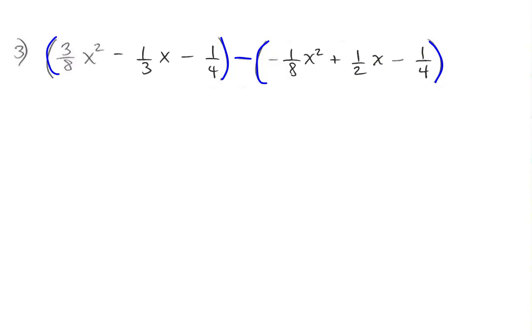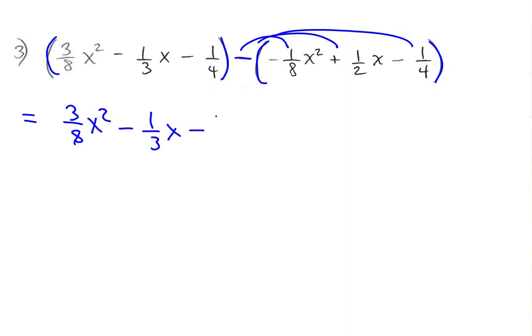Now, like we've done, we should distribute the negative sign that separates these two parentheses into the second set, which means the first set isn't necessary, so we'll just rewrite by copying those terms as they are. 3/8 x squared minus 1/3 x minus 1/4. Then continuing on, we'll have plus 1/8 x squared minus 1/2 x and then plus 1/4 after distributing everything there. Now we'll look for like terms.